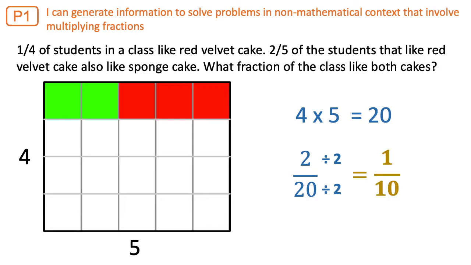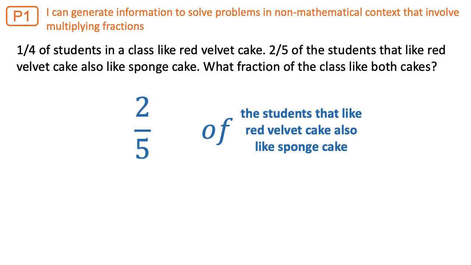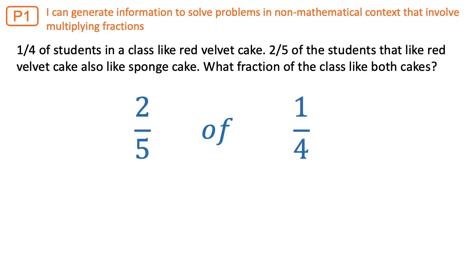Did you notice the word of? Let's look at the question again. The question says 2/5 of the students that like red velvet cake like sponge cake. What fraction likes red velvet cake? It says a quarter. So the question is essentially asking what 2/5 of a quarter is. And as we saw earlier, this would be equivalent to the calculation of 2/5 multiplied by a quarter. This gets us to the same answer.